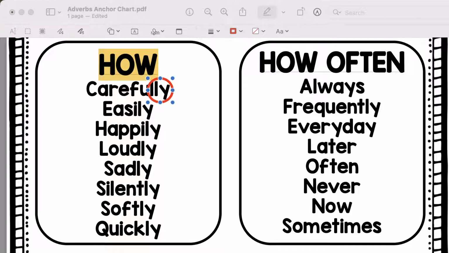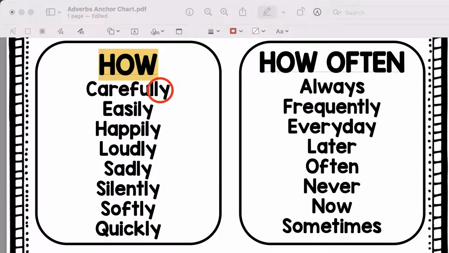Let's get that little thing off there, shall we? There we go. How often? Always, frequently. There we have another ly there. Every day, later, often, never, now, sometimes. She checks over her homework only sometimes. Only is an adverb that describes sometimes. Sometimes describes check. She checks her homework only sometimes, right?